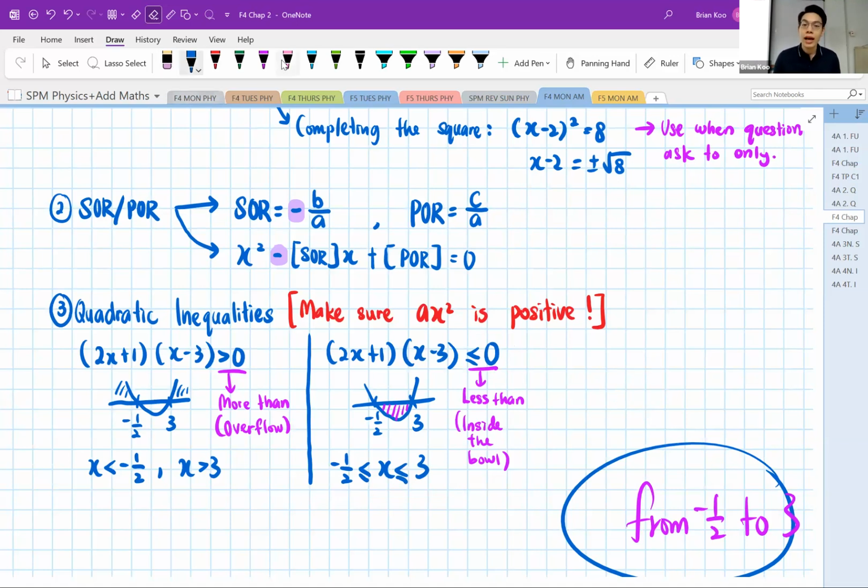Okay, that is why it's important for us to make ax squared positive. What if you never make ax squared positive? This method only works if ax squared is positive, right? If it's not, you will shade the wrong place. Maybe it's supposed to be inside the bowl, you shade outside the bowl, then your answer will be wrong. It will affect your answer.